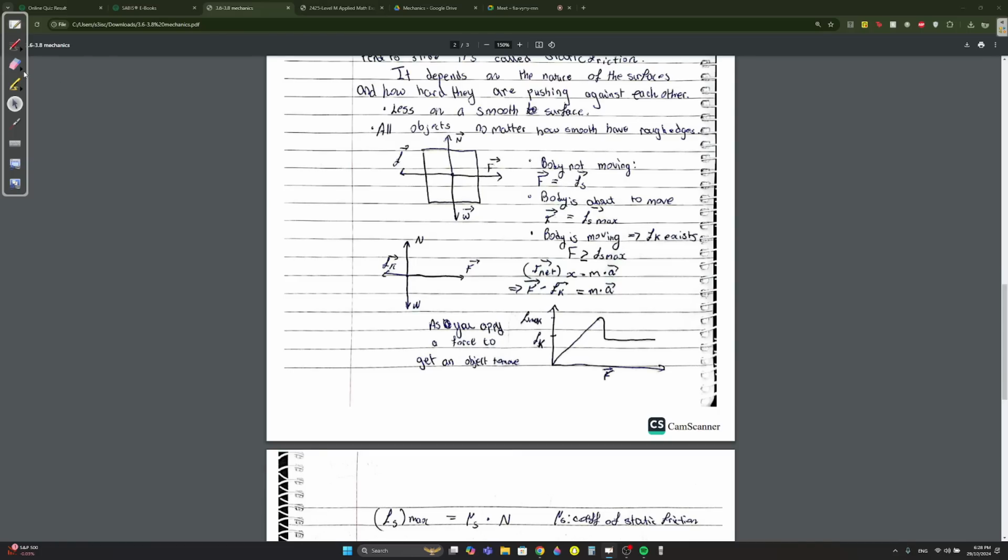Let's say the body, this should be less than, this should be less than. Oh, no, actually, this is correct, yeah. Now, when the body is about to move, so it's on the edge, so if you put one more Newton of force, it would move. We call that the maximum static friction, Fs max. And obviously, if the body is moving, the force you're applying is greater than the static friction it has, because the static friction will cause it not to move, and if it's moving, that means the force you applied was greater than the static friction.